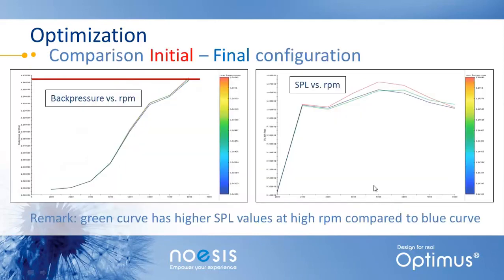At the end, we can compare our initial design in red with our final design, which is the one in blue here, and we can see that the SPL levels have indeed gone down, with a decrease of the back pressure.